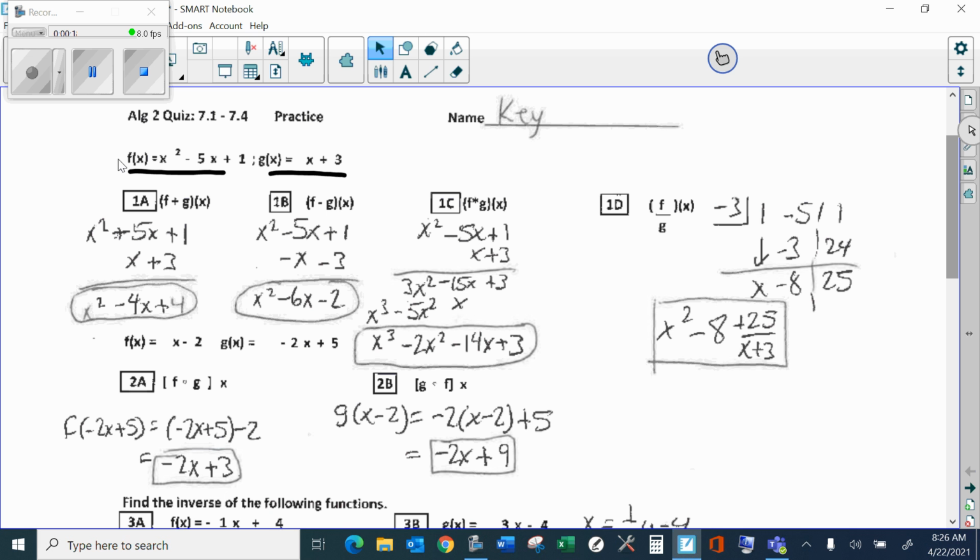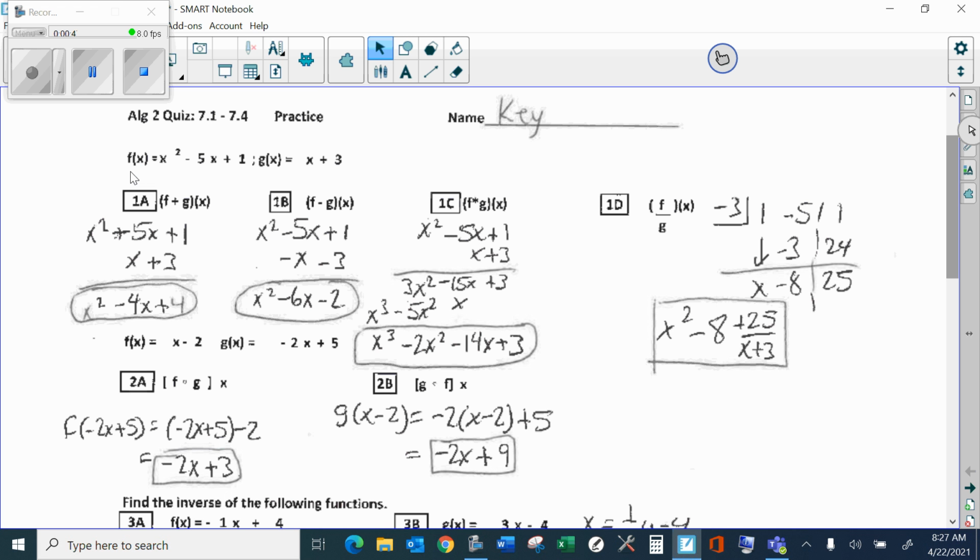Number 2 says to subtract f minus g. So I put the f here, and then I already went ahead and distributed the negative through the g here. That's why it's negative x minus 3. And just add it straight down. 1c says to multiply. So again, set up vertically, multiply, automatically line up your like terms, and then add straight down to combine like terms.